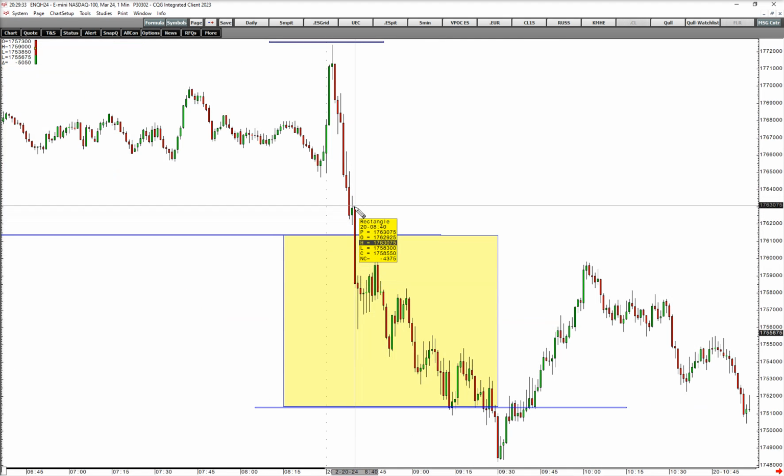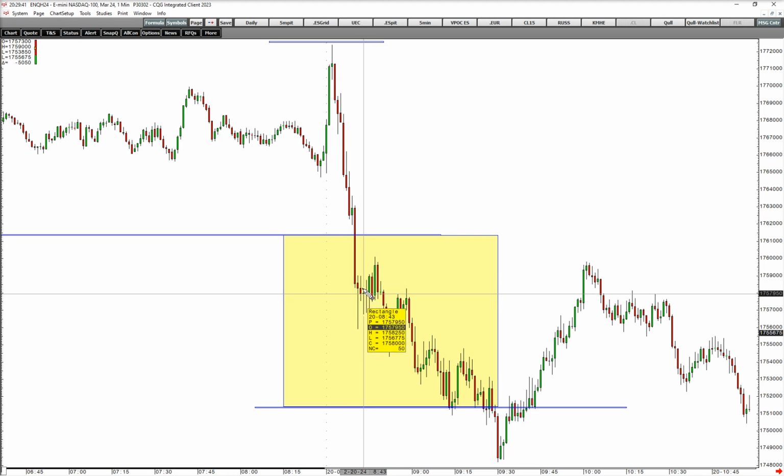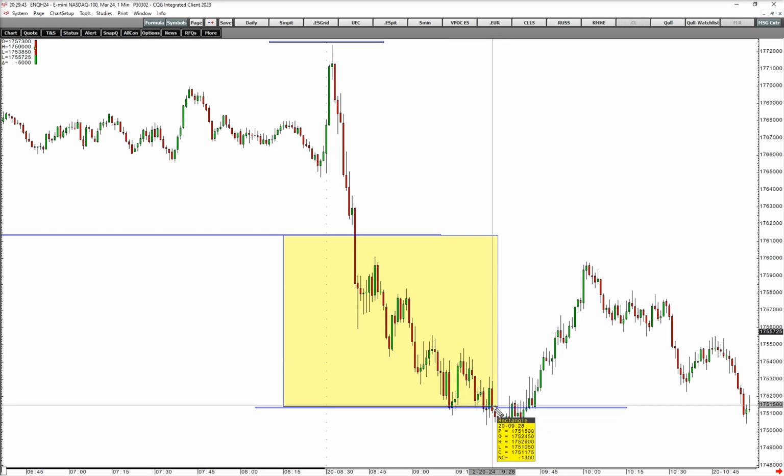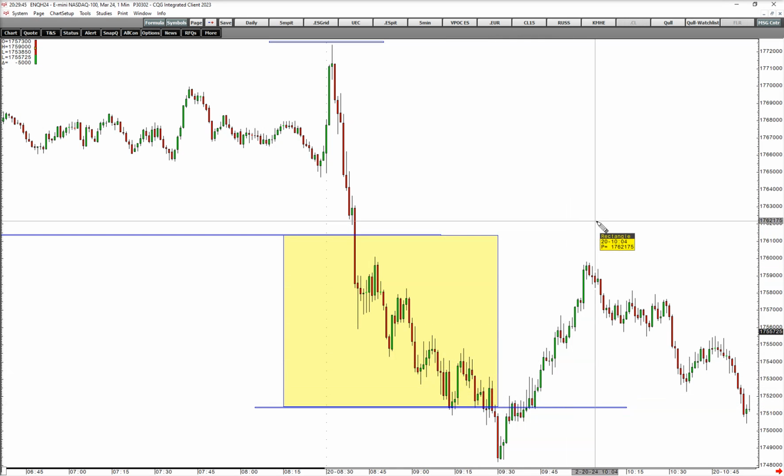The bar that broke, we didn't even go above the high of that. So, if you sold 614 and used 631 as a stop, that's a 17-point stop to make 100 points. That's almost 6-to-1 risk return.